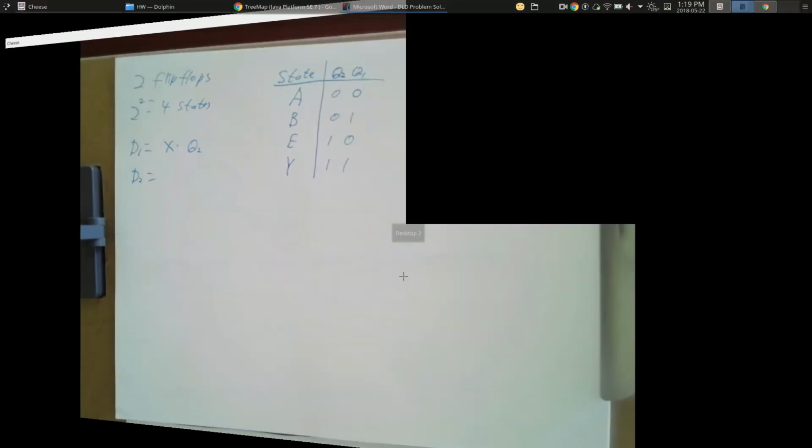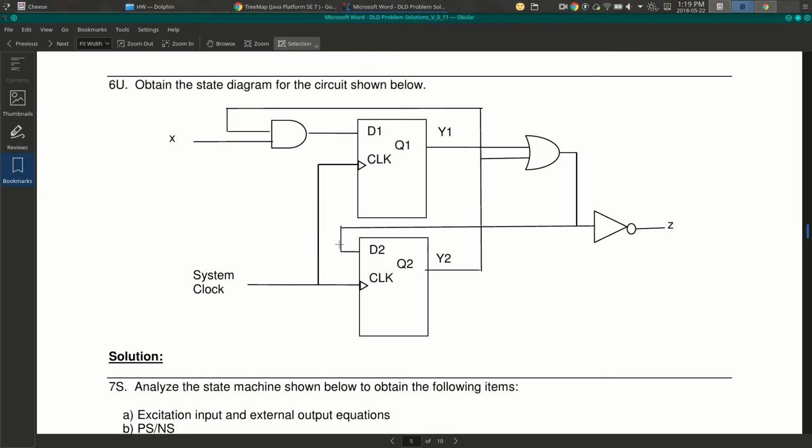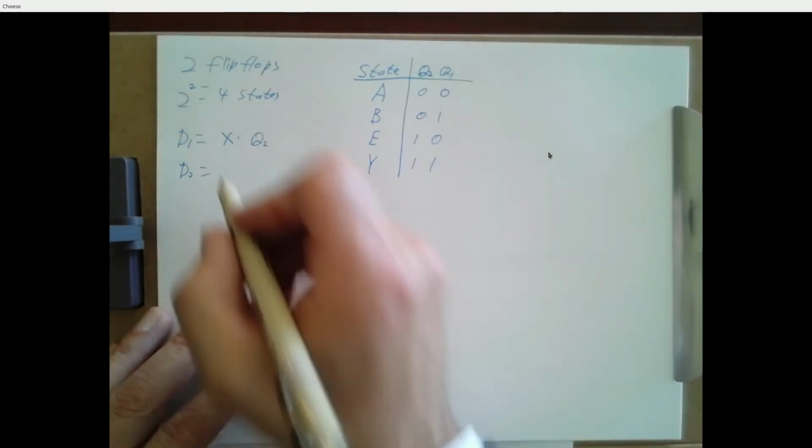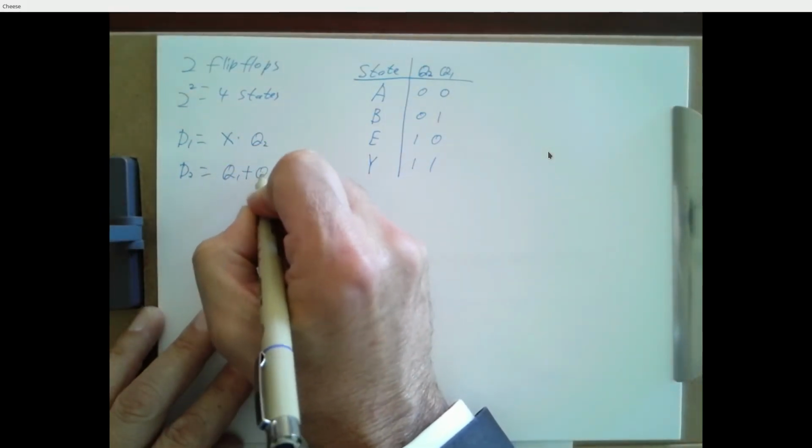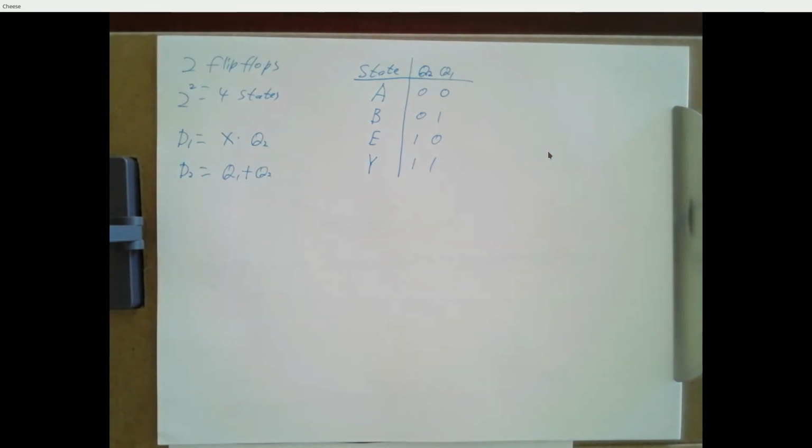And then D2. D2 is right here. Where does that come from? Right, so that's an OR gate. One input comes from here, Q1. The other input here comes from Q2. Right, because this is going to another input, so it's not driving it. So the inputs to this OR gate are Q1 and Q2. So D2 is just Q1 ORed with Q2. Everybody okay with that?